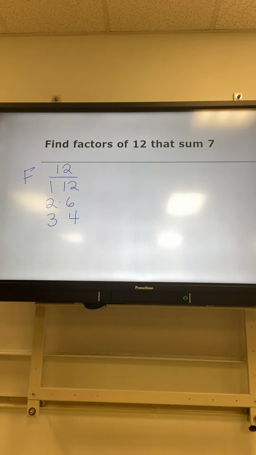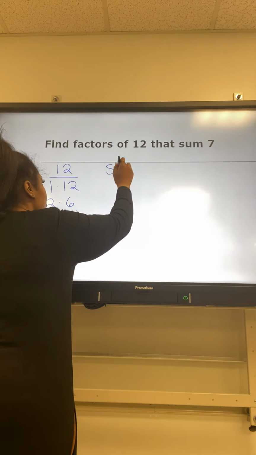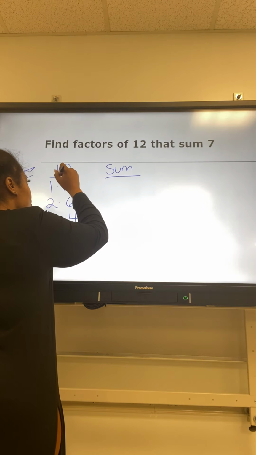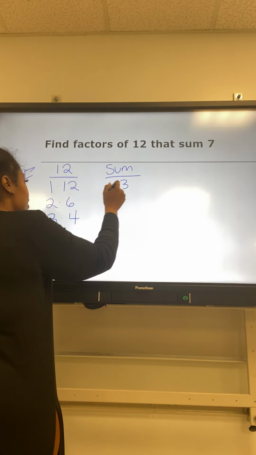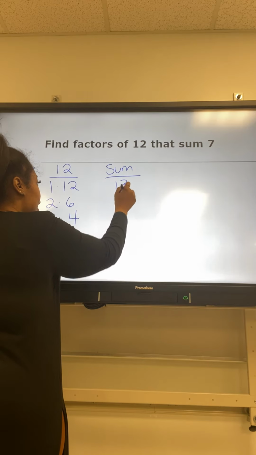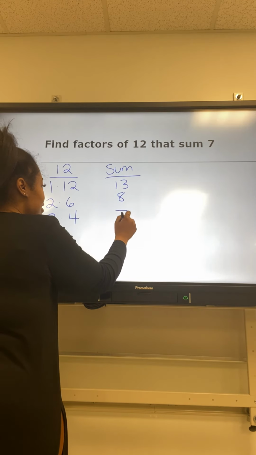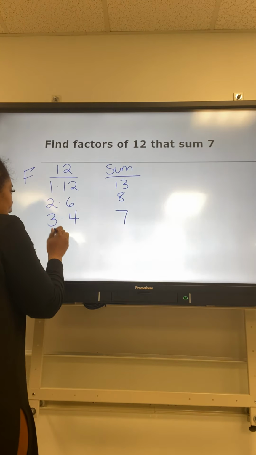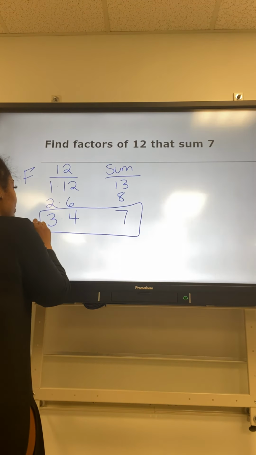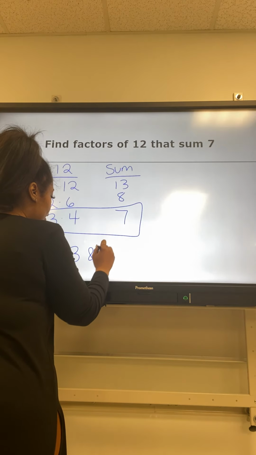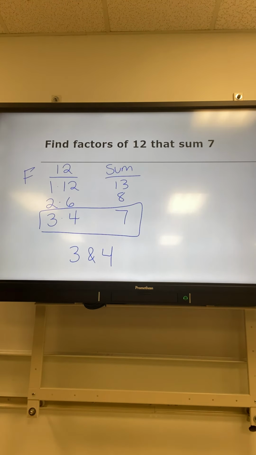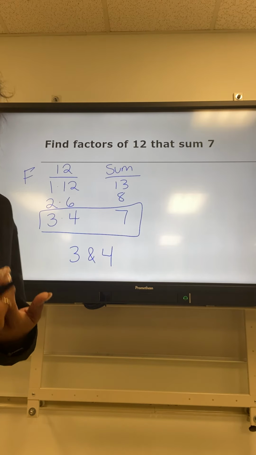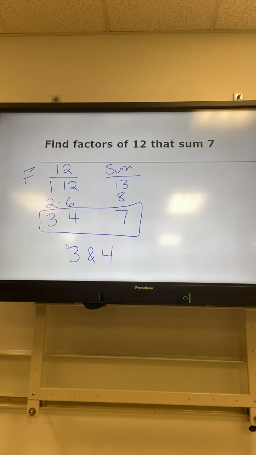And then what I want to do is I need the sum to be 7. So if I take the sum of these, 1 plus 12 is 13, 2 plus 6 is 8, and 3 plus 4 is 7. So the pair that I would be looking for here would be 3 and 4. These are two numbers that when I multiply them, I get 12, and when I add them, I get 7. So it has factors of 12, but a sum of 7.